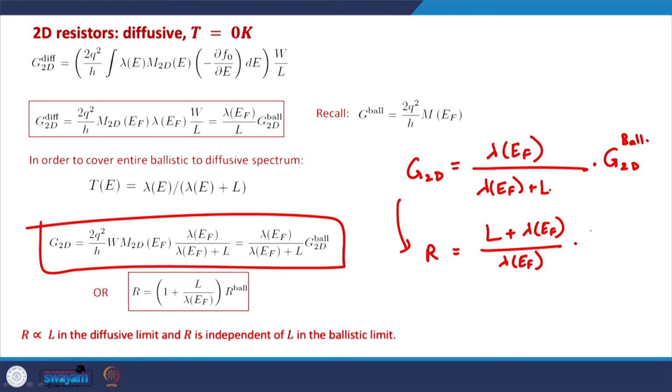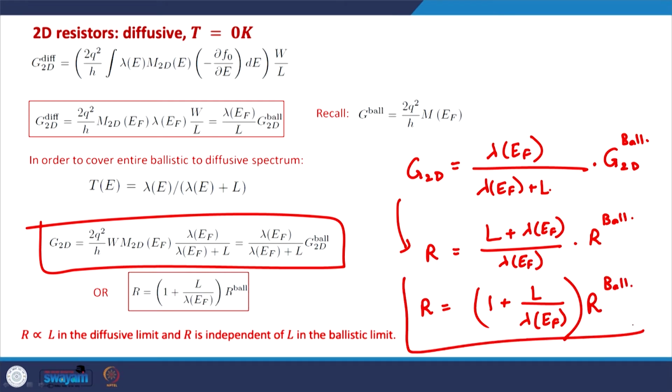G2D ballistic will be the ballistic resistance. So, this will be essentially 1 plus L by lambda EF into the ballistic resistance. That is the case when we have T equal to 0 Kelvin, and as you can see, this ballistic resistance is independent of length, but the diffusive resistance is not independent of the length.